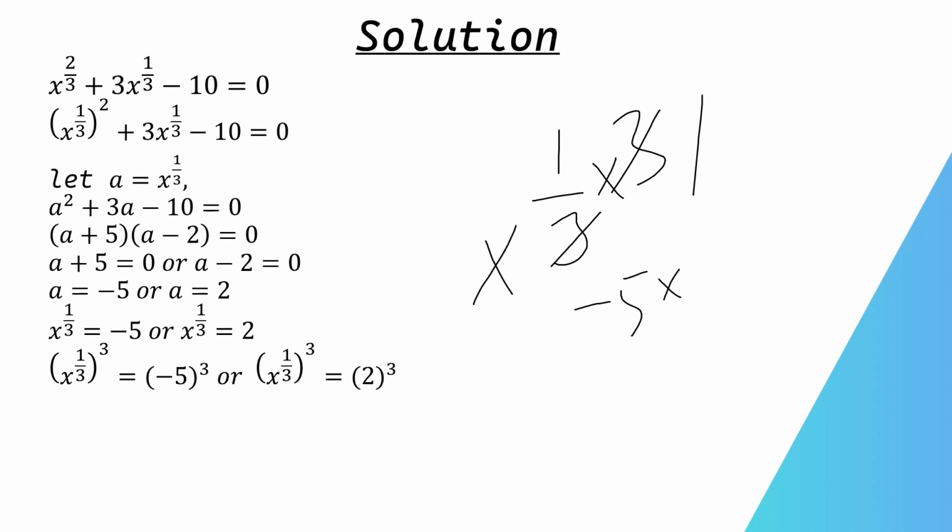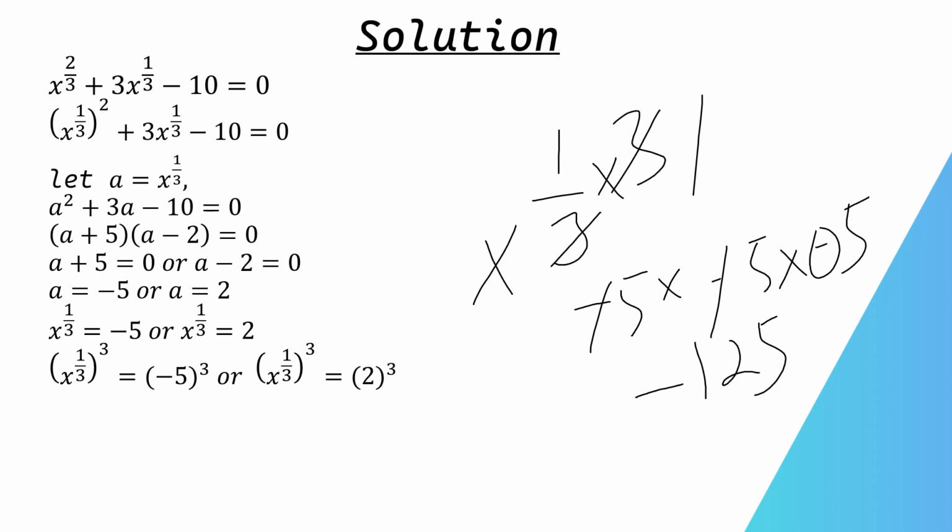So x equals negative 5 cubed, negative 5 times negative 5 times negative 5. We know that is negative 125. This would give us positive, but this is negative 5 times negative 5 times negative 5, so we get negative 125. So x equals negative 125 or x equals 8.